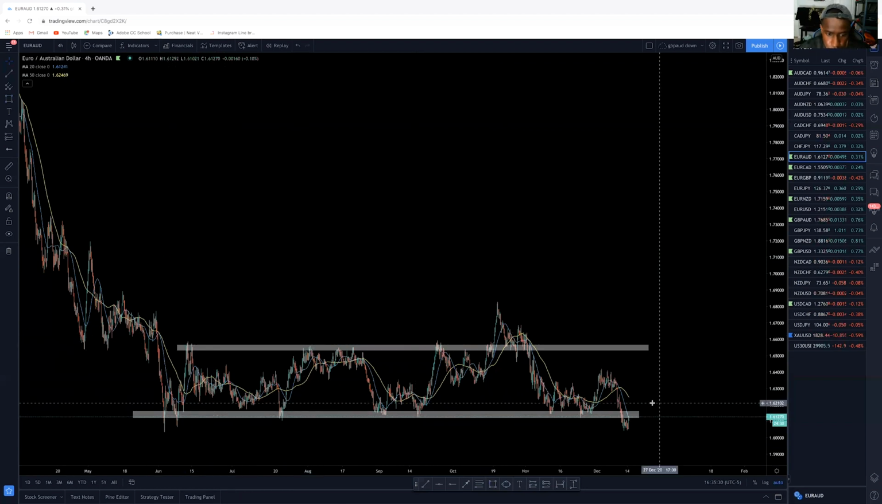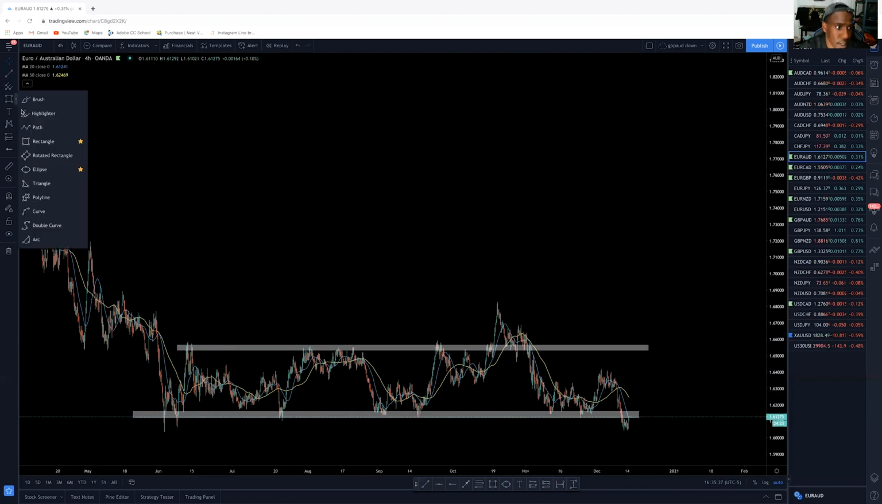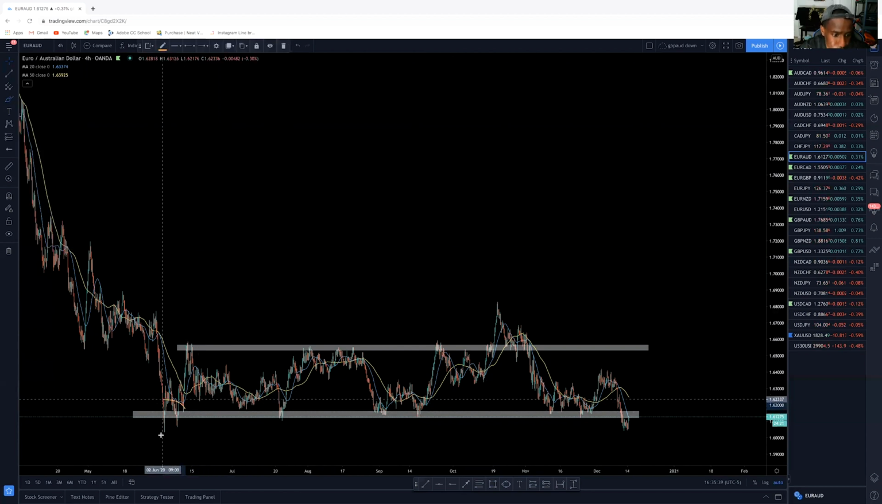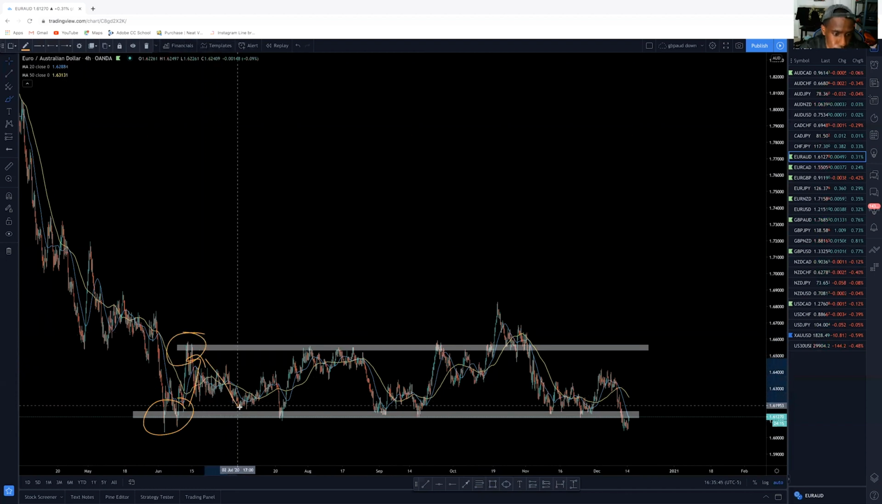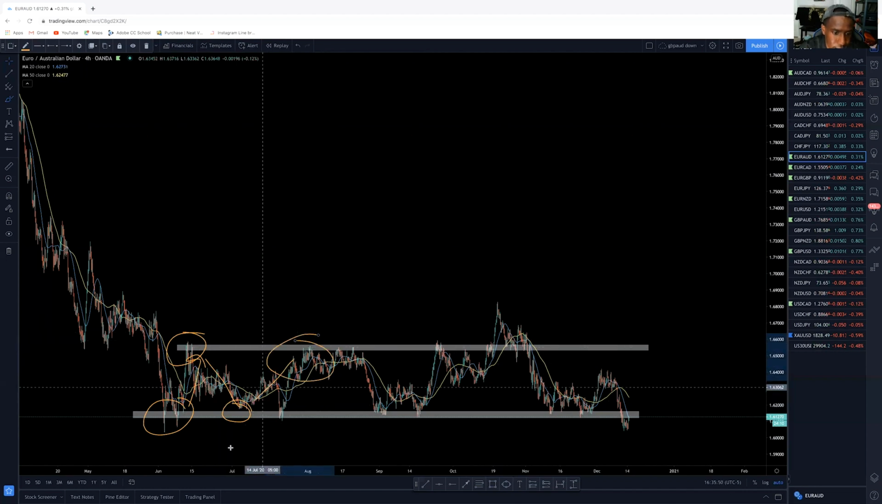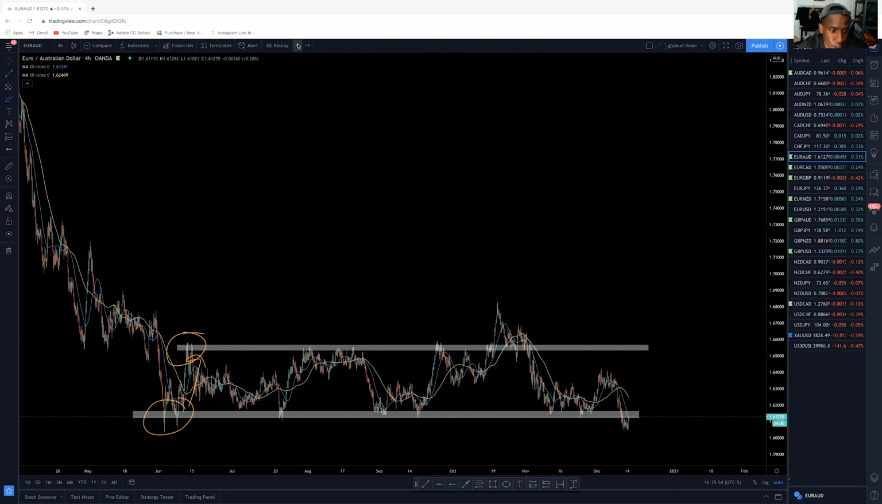So we have support here and we have resistance here, and now we're in this range. Now we can clearly see what's happening. Price is coming down into this area, and then it's pushing up, and then it's coming to this area. And then it's pushing down, and then it's coming to this area, and then it's pushing up, and then it's coming back down to this area right here, right? So we see all of this taking place on the chart.